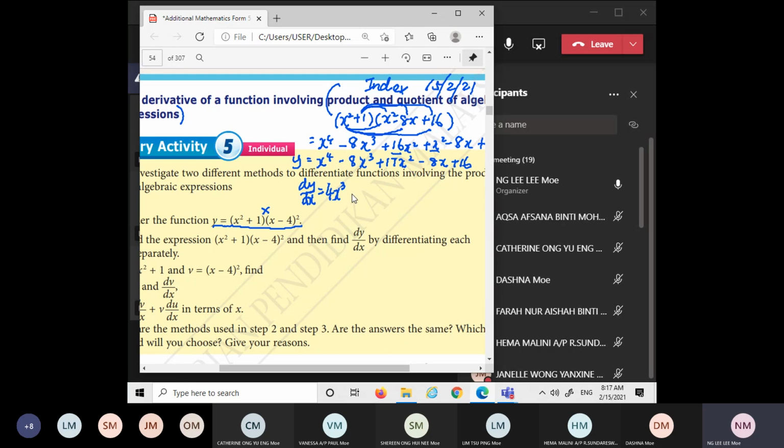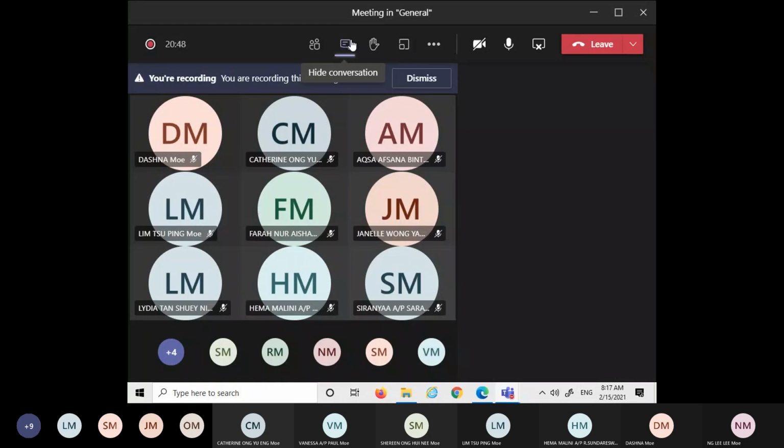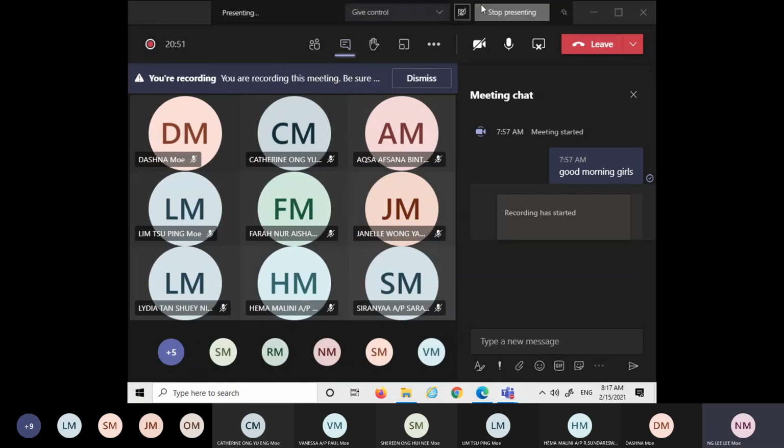Dashna, you try the second term. Negative 8x cubed, right, teacher? Yes. So you differentiate negative 8x cubed. What do you get? Negative 24x squared. Very good. Farah? Is Farah here?